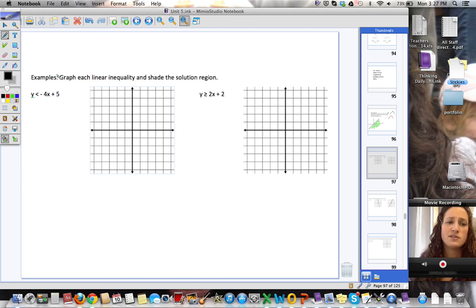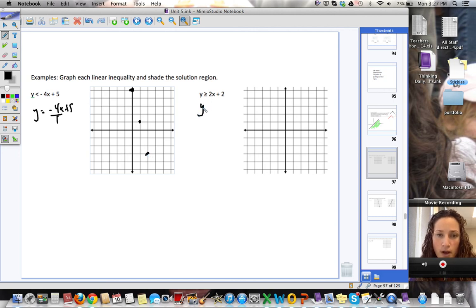In these two problems, you're still going to graph them as if there's an equal sign. Don't pay any attention to the inequality sign until we actually have to draw a line and shade. So right now, just plot the points as if this says y equals negative 4x plus 5. My y-intercept is 5: 1, 2, 3, 4, 5. My slope is, out of 1, I'm going to go down 4 and over 1. There would be my points.